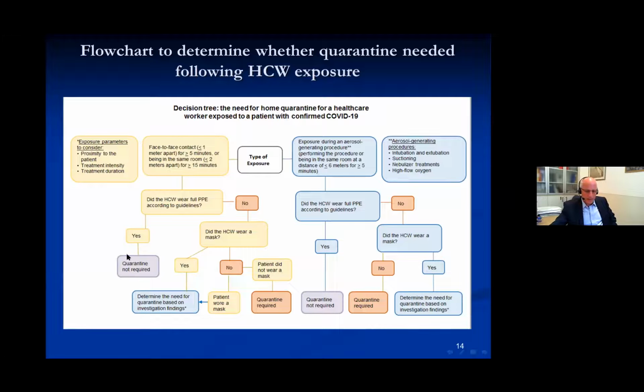And again, if the answer is yes, then quarantine is not required. If the answer is no, then we ask, was the healthcare worker wearing a mask? And if the healthcare worker was not wearing a mask, then we want to know if the patient was wearing a mask. And if the patient was not wearing a mask either, then quarantine was clearly required.